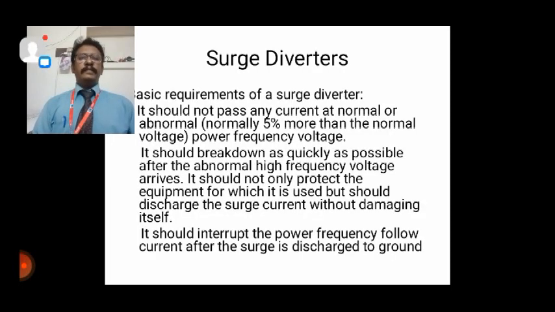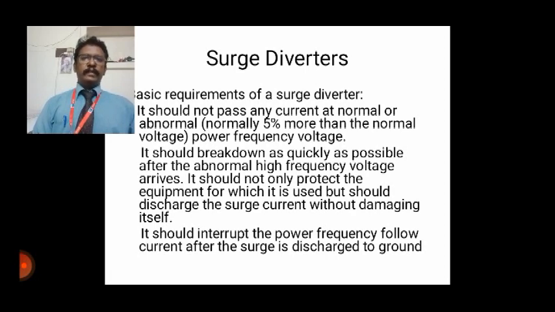Next, you can see here the basic requirements of surge diverters. The first one: it should not bypass any current at normal or abnormal power frequency voltages. It should break down as quickly as possible after the abnormal high frequency voltage arrives. It should not only safeguard the equipment for which it is used, but should discharge the surge current without damaging itself. It should interrupt the power frequency follow current after the surge is discharged to the ground.